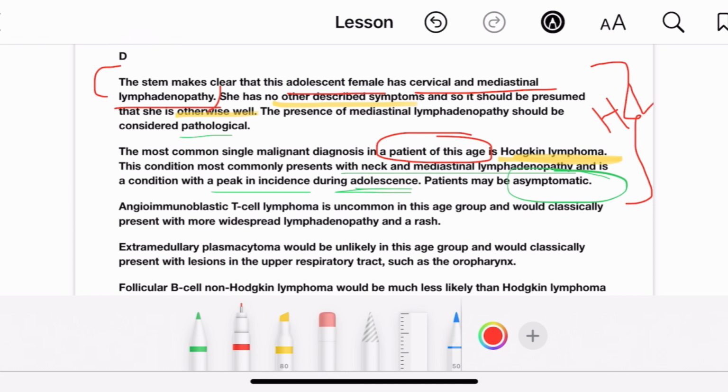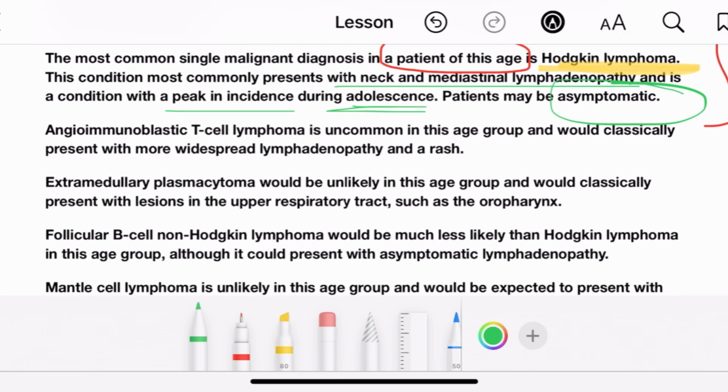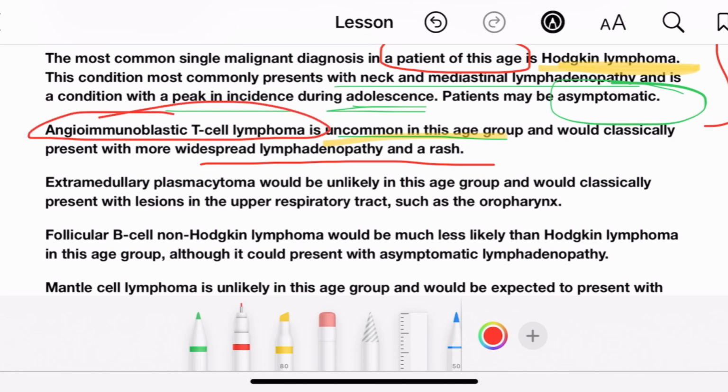Now coming to the other options of this question. Angioimmunoblastic T cell lymphoma is uncommon in this age group, and would classically present with more widespread lymphadenopathy and a rash. So angioimmunoblastic T cell lymphoma has been ruled out, which presents with widespread lymphadenopathy, often with a rash.